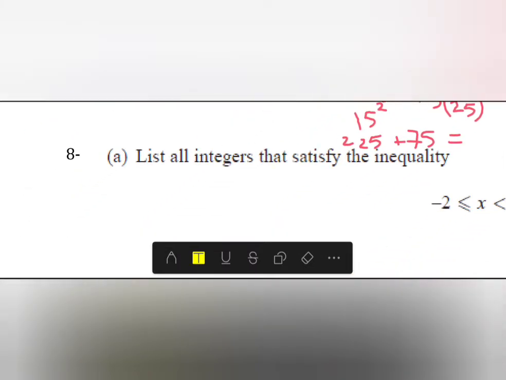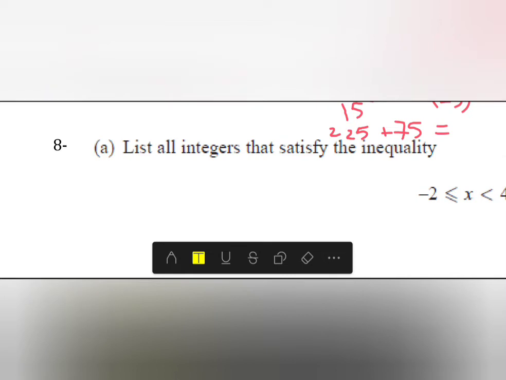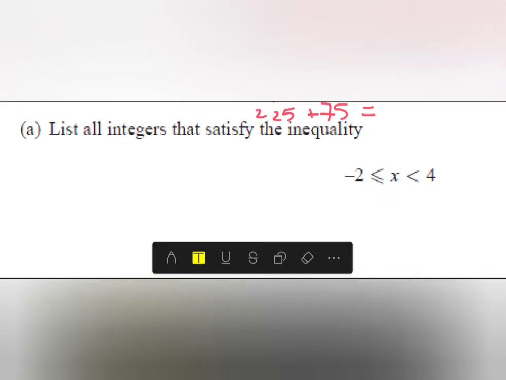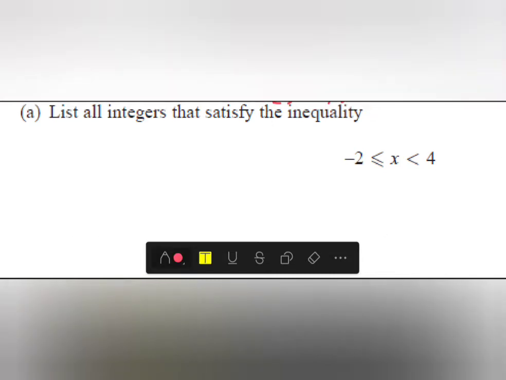Question 8. List all integers that satisfy the inequality, which is this. So we need all the integers that satisfy the inequality. Now, what does that mean? It means, what is x? This is the question. What is x here? So to know what is x, you have a lot of different techniques to find it. You can say that x is a number which is bigger than negative 2 and equal to it, so it starts with negative 2 and ends at 3 because it's not equal to 4.